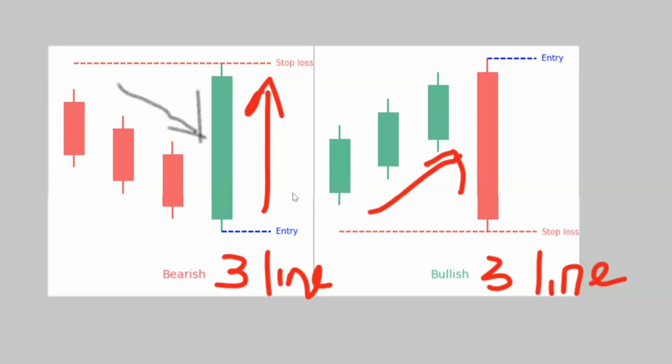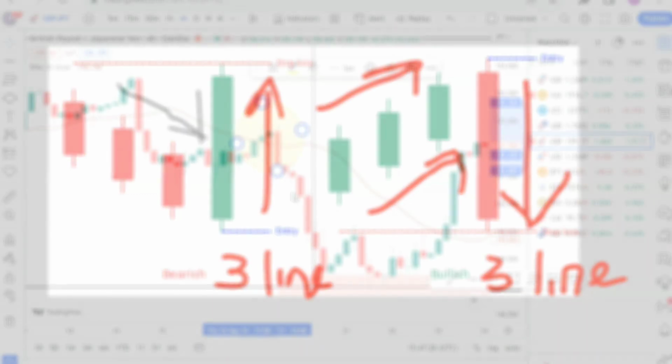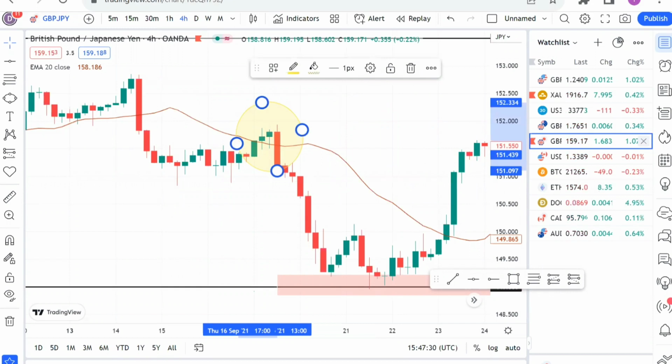Same thing with the bullish 3 line strike. With the bullish 3 line strike, there's a big sell after a bullish momentum to the upside. So that is basically a 3 line strike candlestick pattern. Yeah, so this is a typical example of the 3 line strike candlestick pattern, just right here.